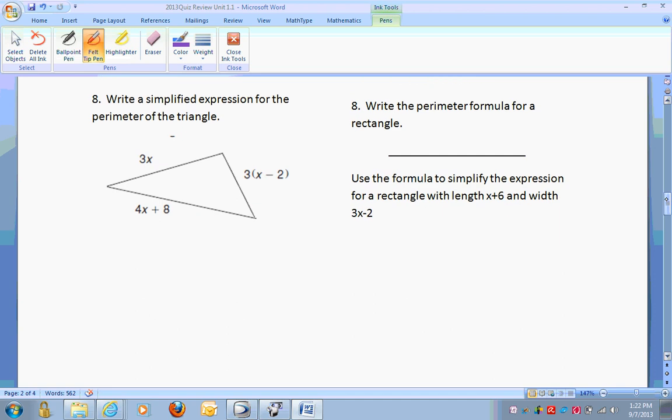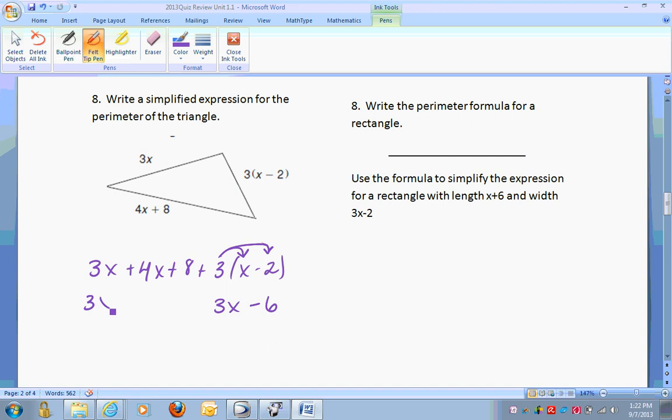They're asking us to write a simplified expression for the perimeter of the rectangle. Well, remember, perimeter means adding up all sides. So I'm going to add 3x plus 4x plus 8 plus 3 times x minus 2. Well, I always tell y'all to distribute first. So I'm going to multiply 3 times x and then 3 times negative 2. So I end up getting 3x minus 6 when I distribute.